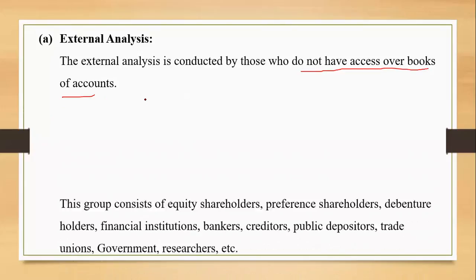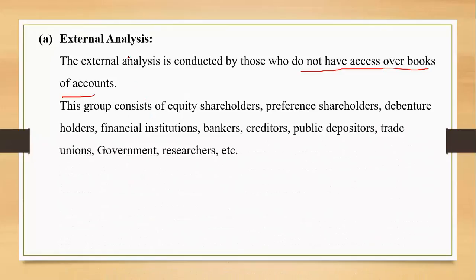Okay. And this is done by whom? The external analysis basically is done by the equity shareholders, the preference shareholders, the debenture holders, maybe the financial institutions, the bankers, the creditors, the public depositors, trade unions, government, researchers, etc. So these all are our external users of financial statements, financial information. These people do not have any access over the books of accounts. They do not participate in any way to prepare the books of accounts. That is what is all about external analysis.